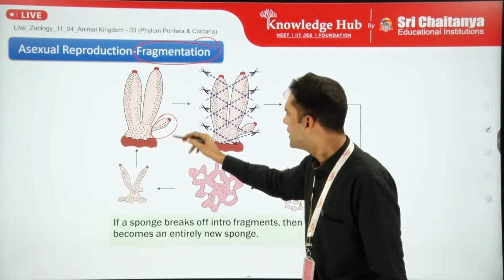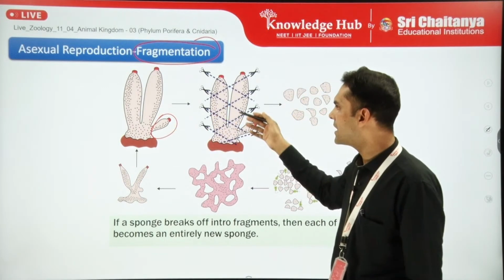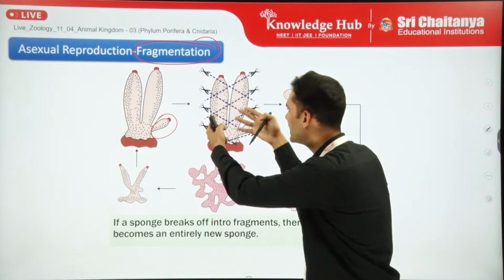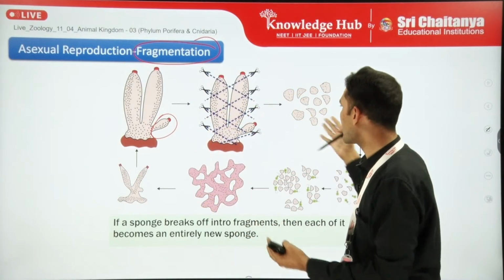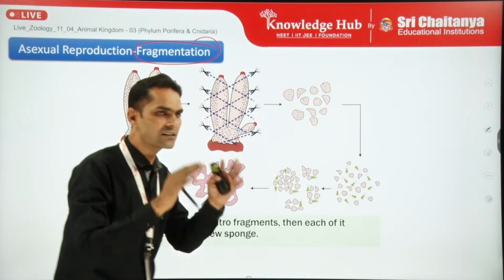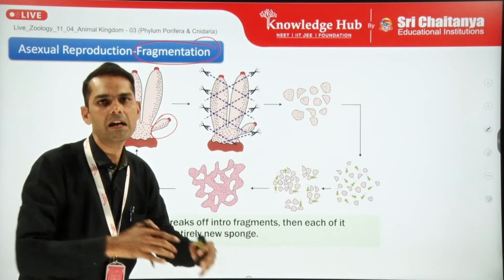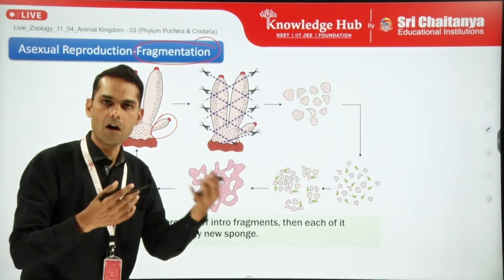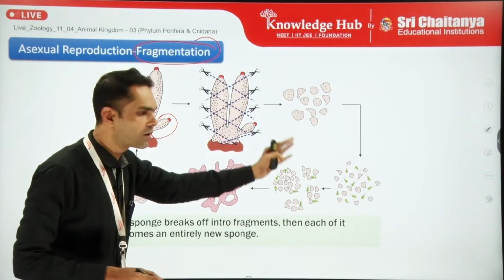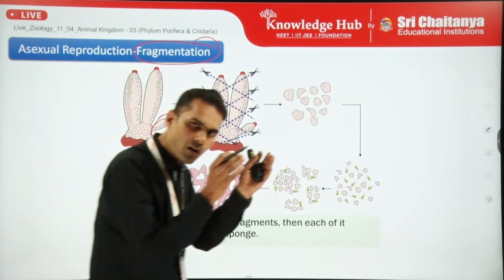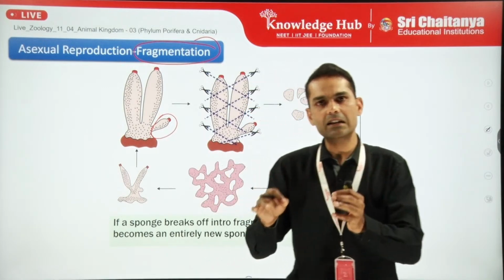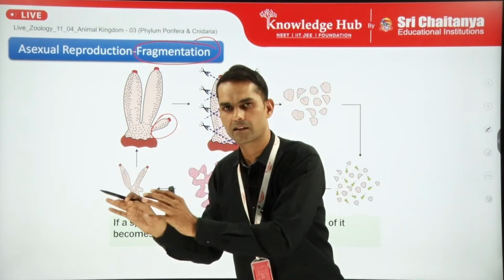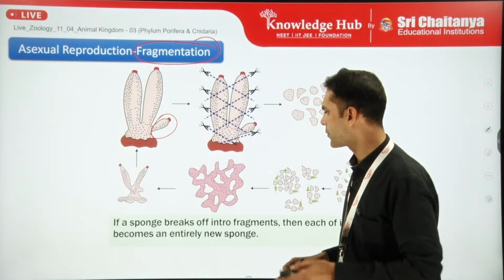So we can see that when the bud gets detached or if it gets fragmented into various pieces, each fragment has the capacity, when it gets attached to a solid substratum, to give rise to a new organism. So they will all be clones, and the offspring will be clones, or exactly genetically similar to the parent, as in the case of asexual reproduction.